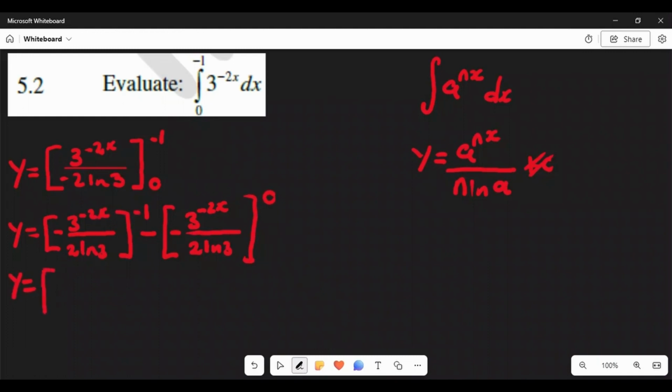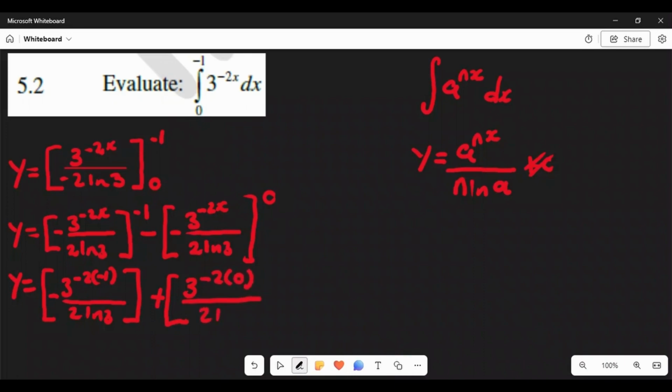So let's do it. So the first bracket, we know that it's going to be minus 3 to the power of negative 2. Wherever there is x, we put negative 1. There we go. Divide by 2 natural log 3. Right, and then minus and minus, that is going to give you positive. So this is going to be 3 to the power of negative 2. Wherever there is x, it's going to be 0, and then we divide by 2 natural log 3. Right, so from here, guys, you just use your calculator.